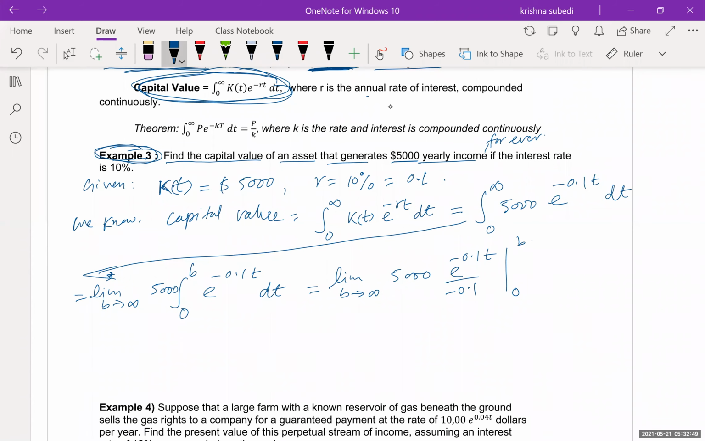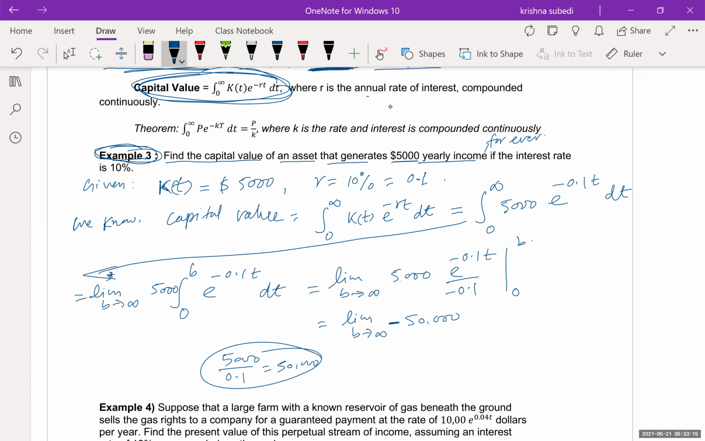Okay, so which gives me limit b tends to infinity, and 5,000 divided by 0.1. What is that? 5,000 divided by 0.1. I believe this one is 50,000. And since there is a negative sign, I'll write negative 50 there. So remember, 5,000 divided by 0.1 is 50,000.